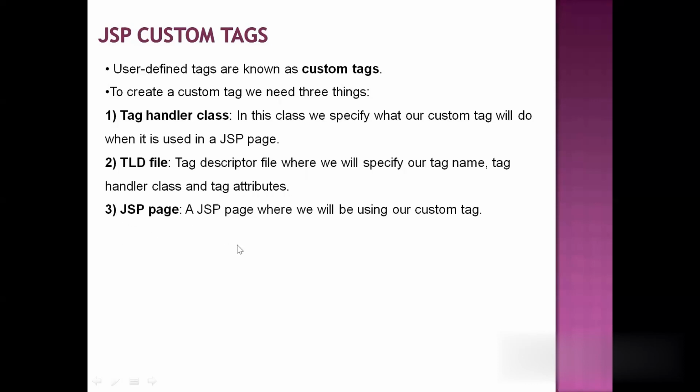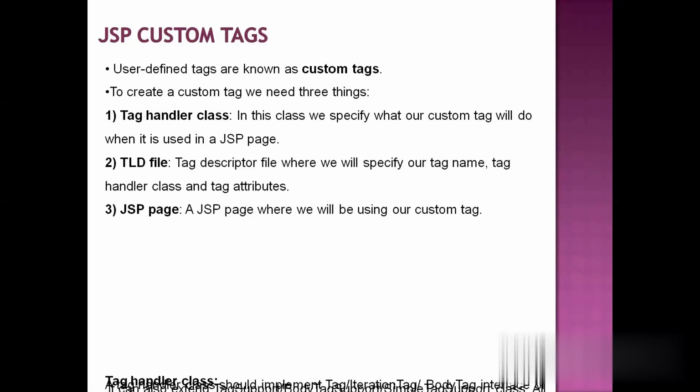Now see the JSP page. This JSP page indicates where we'll be using our custom tag. Whatever tag you are creating, with which prefix you are creating the tag, that will be specified in the TLD file. And what action your tag is doing in the JSP page, that action we need to write in the tag handler class. And in the JSP page, we simply need to use our custom tag, whatever we have created.